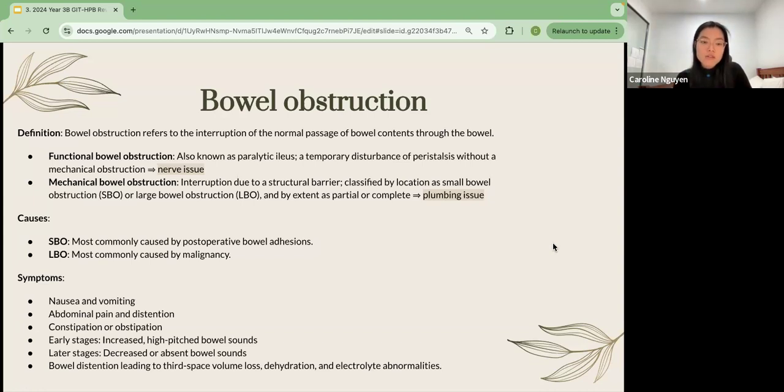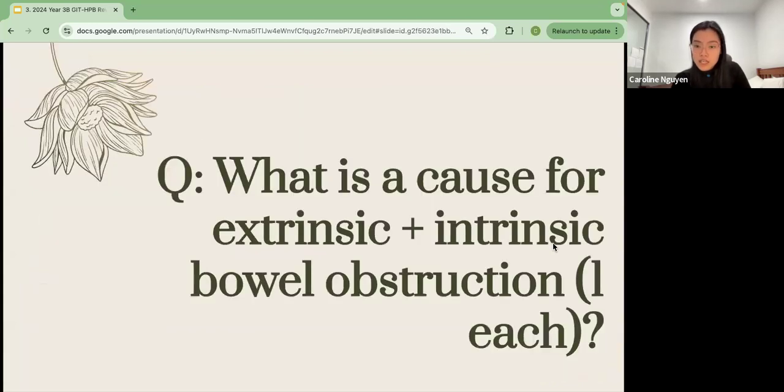In earlier stages, you're going to have increased high-pitched bowel sounds. That's because the tummy is making up for the obstruction by increasing the amount of peristalsis. But over time, you'll have decreased or absent bowel sounds. Bowel distension can also lead to third space volume loss, dehydration, and electrolyte abnormalities. It can make people really, really sick.